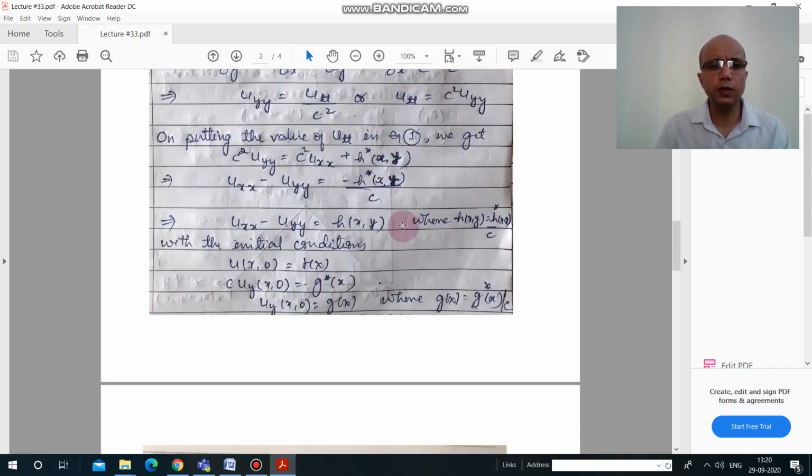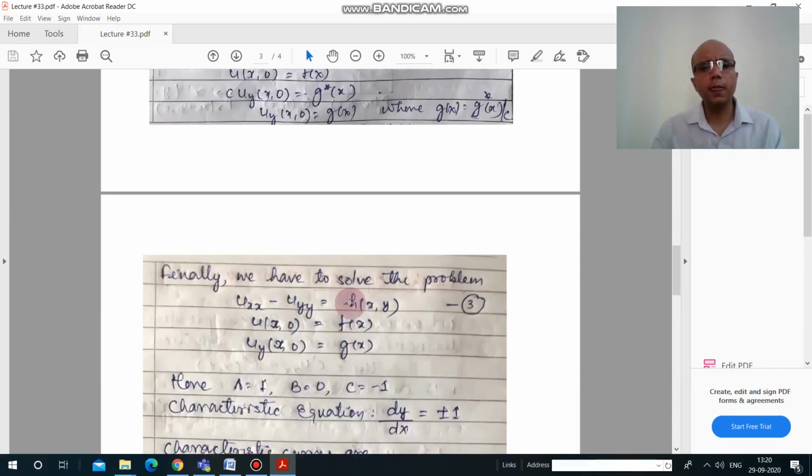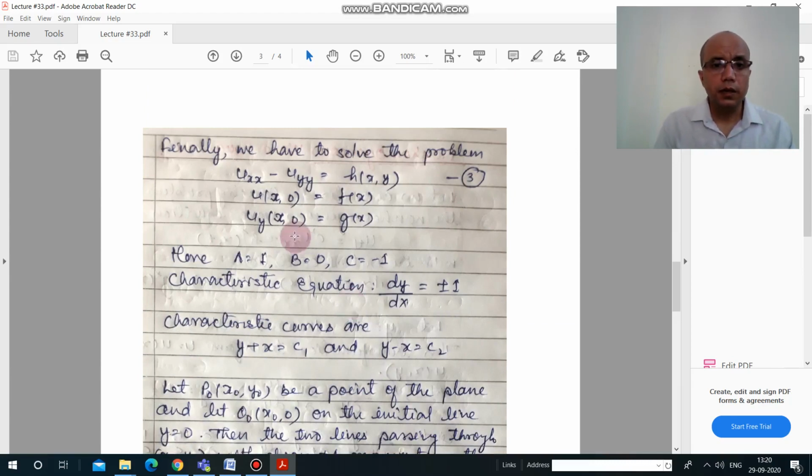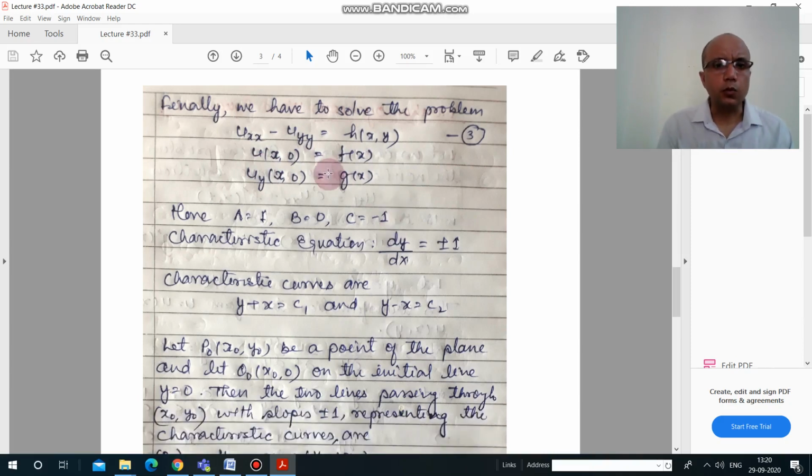So the condition will be u_y(x,0) equal to g*(x), and further you can write u_y(x,0) equal to g*(x)/c, and replace g*(x)/c with g(x). Clear? So finally you will have the equation u_xx minus u_yy equal to h(x,y), and the initial conditions are u(x,0) equal to f(x), u_y(x,0) equal to g(x).